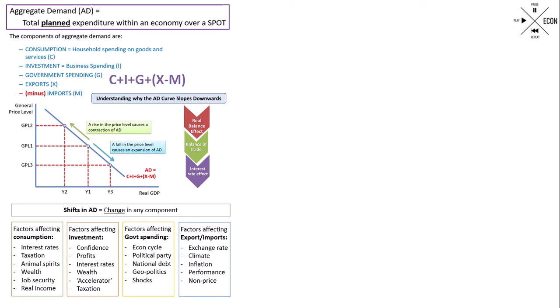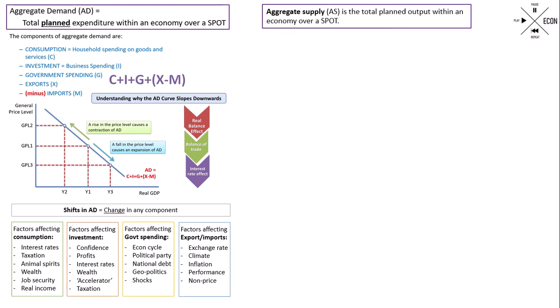Moving on to aggregate supply, so pause the video and define AS, please. So hopefully you've got the aggregate supply, at least short-run aggregate supply, is a total planned output within an economy over a specific period of time. Now have a go at drawing an AS curve, a short-run aggregate supply curve, and identifying what an increase in price would cause and what a decrease in price will cause.